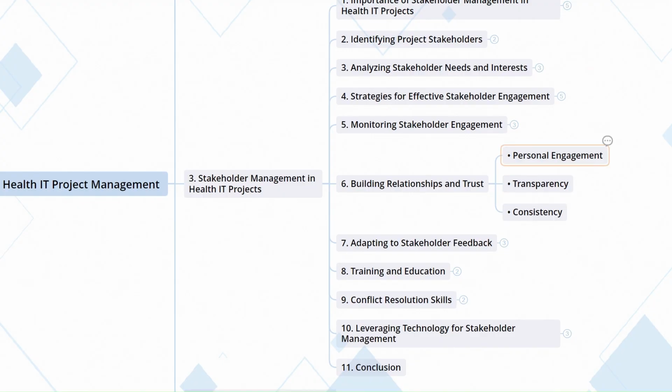Firstly, personal engagement. Taking the time to meet stakeholders personally, whether in one on one meetings, group discussions, or informal settings, helps build rapport. Personal engagement fosters open communication and encourages stakeholders to voice their opinions and concerns.